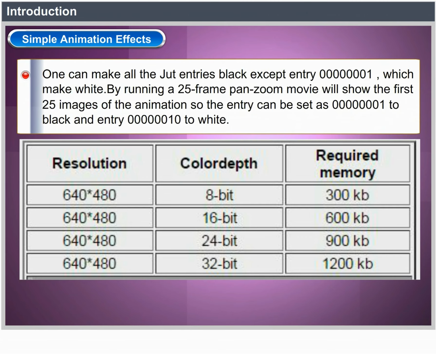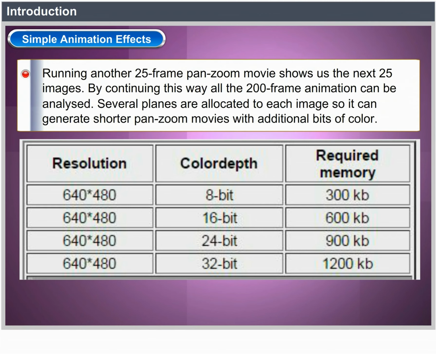We make all the LUT entries black except entry 00000001, which we make white. We then run a 25-frame pan-zoom movie and see the first 25 images of the animation. Then we set entry 00000001 to black and entry 00000010 to white. Running another 25-frame pan-zoom movie shows us the next 25 images. Continuing in this fashion, we see the full 200-frame animation. By allocating several planes to each image, we can generate shorter pan-zoom movies with additional bits of color.